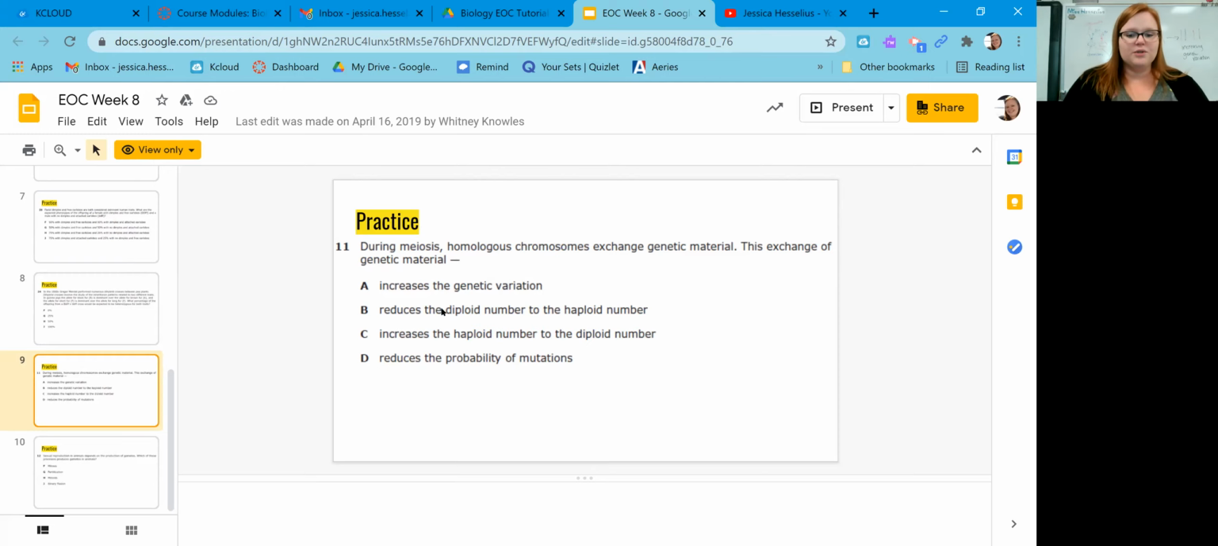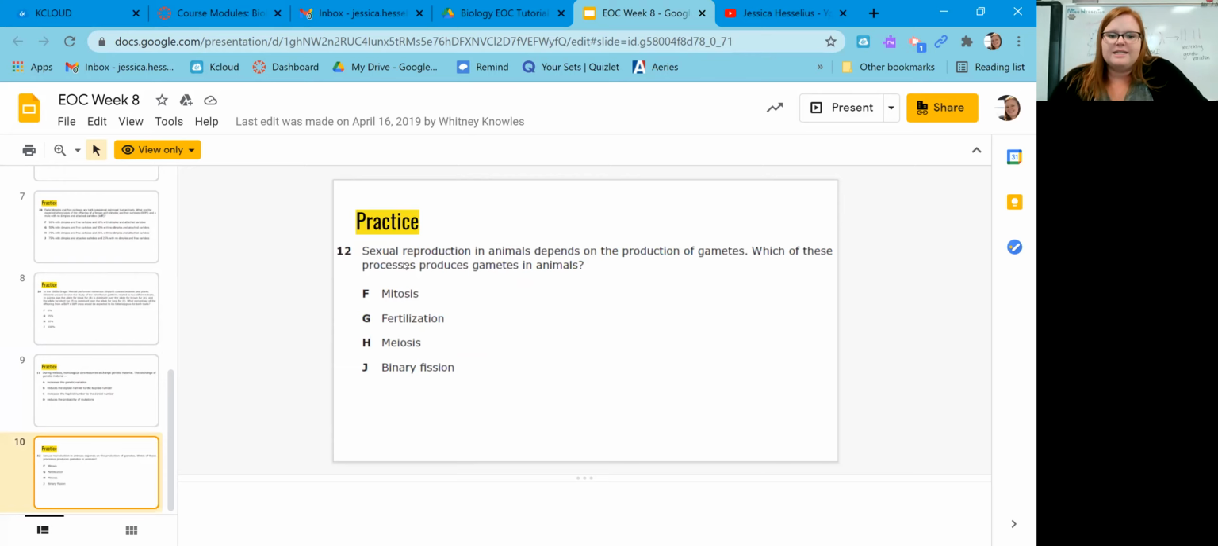Meiosis doesn't reduce the diploid number to the haploid number. Well, meiosis does, but crossing over, that exchange of material, is not the whole process of meiosis, so it doesn't do this. This is describing all of meiosis. There is no process of increasing the haploid number to the diploid number, because even mitosis just goes from diploid to diploid. And reduces the probability of mutations? Actually, crossing over probably increases the probability of mutations because we're literally changing some DNA. So the answer was increases genetic variation. The most important thing to remember about meiosis.